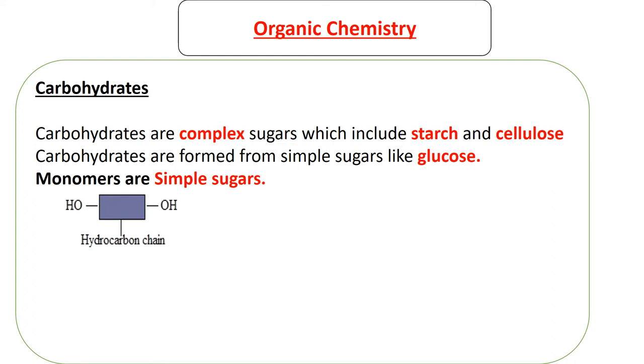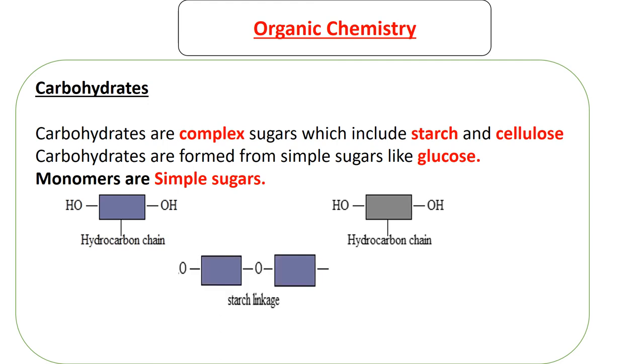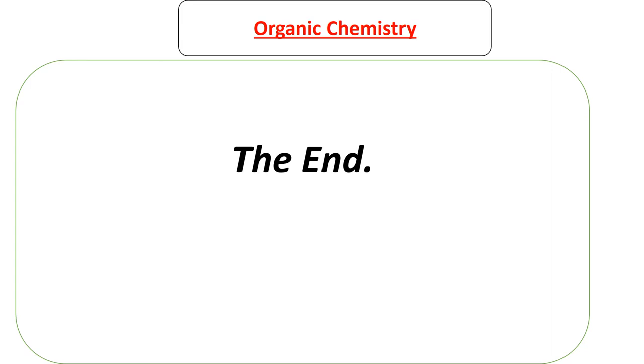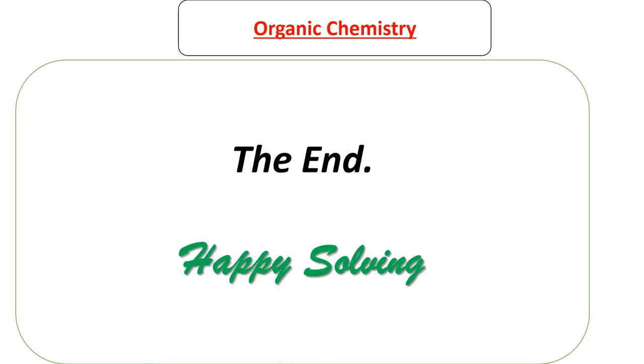Here is an example where we have a simple sugar like this one and this one. They combine to form this. This is an example of starch. The linkage is called the glycosidic linkage, where two simple sugars combine. When you break down starch using water, you are going to get glucose. So this marks the end of our chemistry, the end of organic chemistry, and the end of polymers. Happy solving!